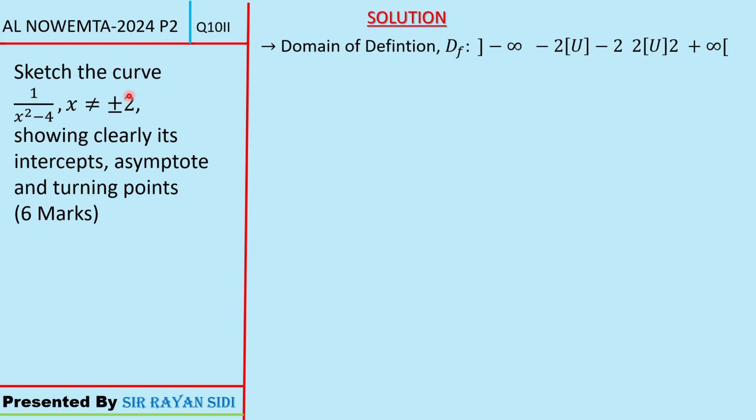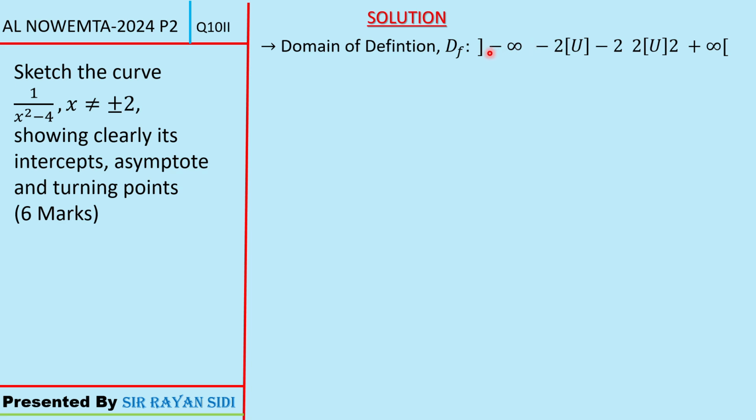The domain is what? x is not equal to positive or negative 2. So it means writing it in square brackets. Now I'm writing in square brackets here because having it on our variation table will be very easy, and then sketching our curve also will be very easy. So that's why I have it in square brackets: from negative infinity to negative 2, from negative 2 to 2, and then from 2 to positive infinity. So that is the domain of definition.